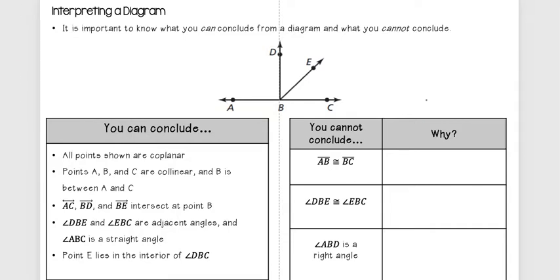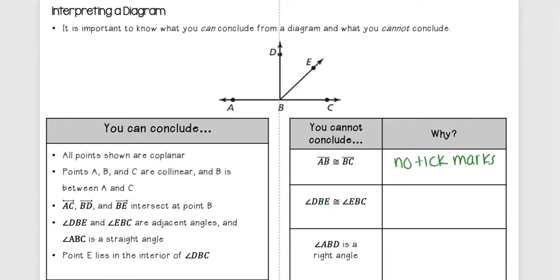But here are some things that I can't conclude. I can't conclude that AB is congruent to BC. Why can't I? Well, there's no tick marks. Even though it really looks like they're congruent just looking at it, I can't conclude that unless I see these tick marks here. So if those tick marks are there, I can then conclude that they're congruent. But when there's no tick marks, I can't.